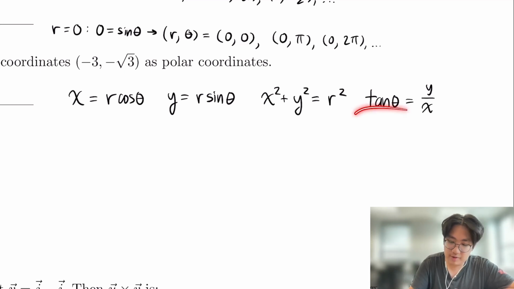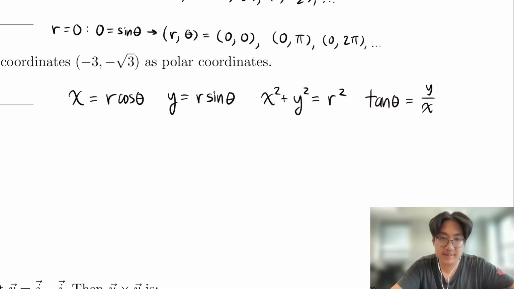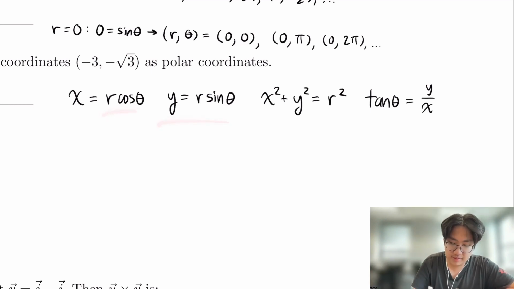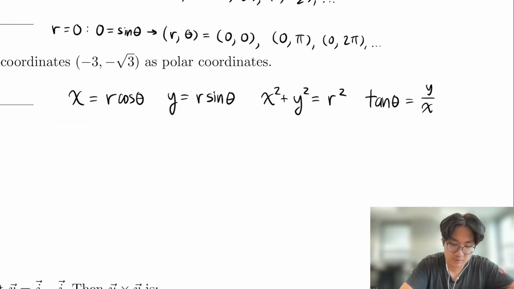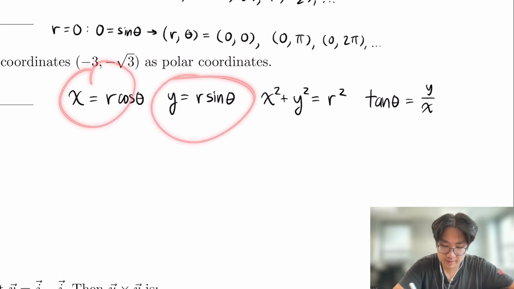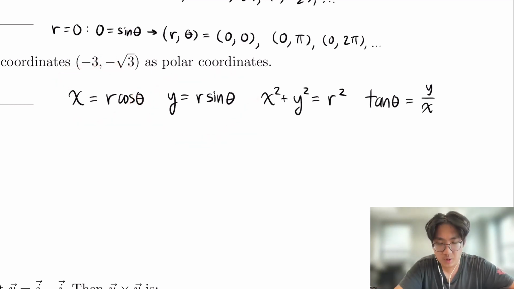You can easily derive this using the fact that tan theta is equal to sine over cos. If you divide these two, the r's cancel out, and you're left with sine over cos, which is y over x. I personally like using the method where you just use one of these. I just went with x. You could definitely use y as well.